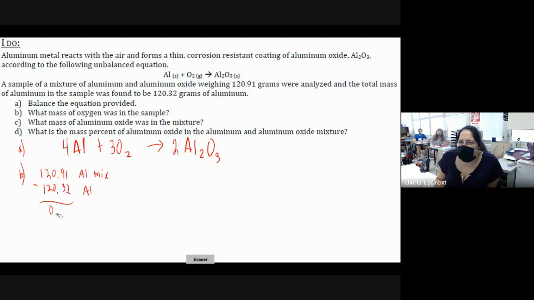Yeah, it's just this thing. Sometimes I put this down and then it makes this huge line going up, and so it's a little frustrating. Okay, 59 grams of oxygen.